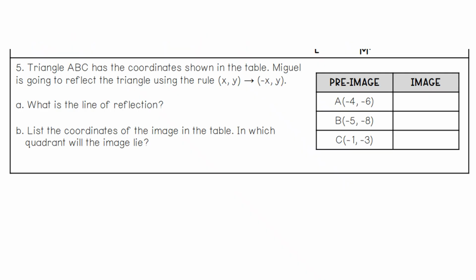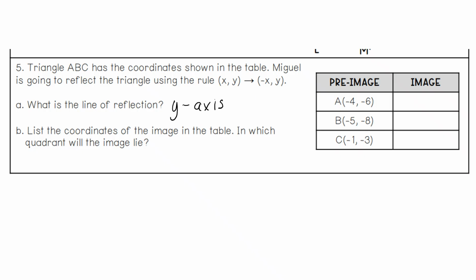All right, number 5. Triangle ABC has the coordinates shown in the table. Miguel is going to reflect the triangle using the rule: the x coordinate turns the opposite and the y coordinate stays the same. So when your x coordinate changes, we said that is a reflection over the y-axis.